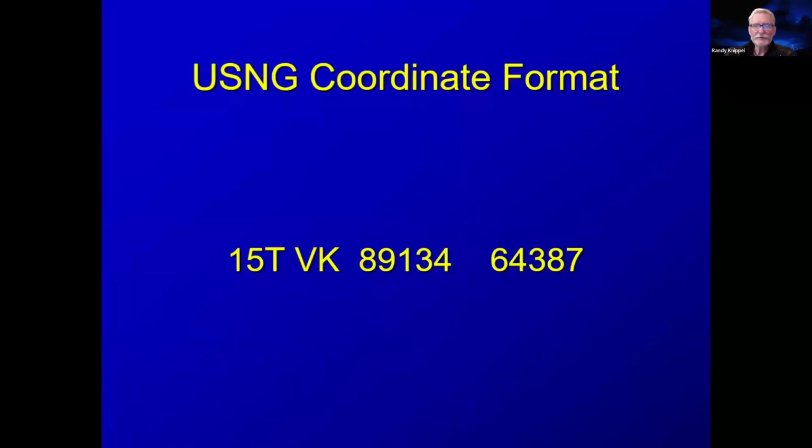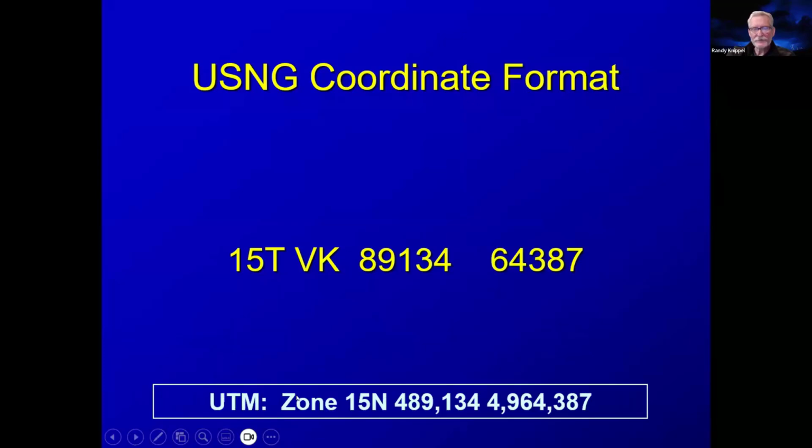So if we break down the U.S. National Grid coordinate format, this is the full designation, a full 15 characters describing a location to 1 meter. And then there are the corresponding UTM coordinates for that. We can start to see the similarities. The numeric portion of the U.S. National Grid is the part of the UTM coordinates from the 10,000th place down. And so we have the same number of digits in easting and northing, or X and Y.